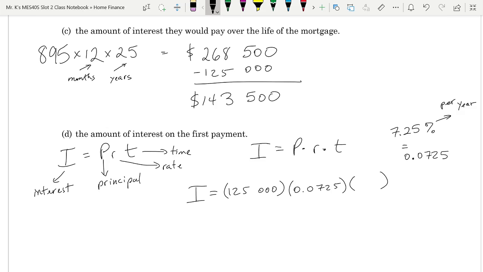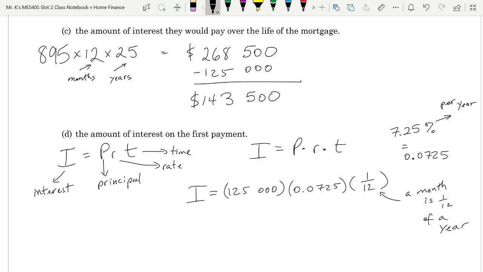1/12. That is exactly right. The number that's going here is 1/12. Why? Because a month is 1/12 of a year. Good work. So there we go.